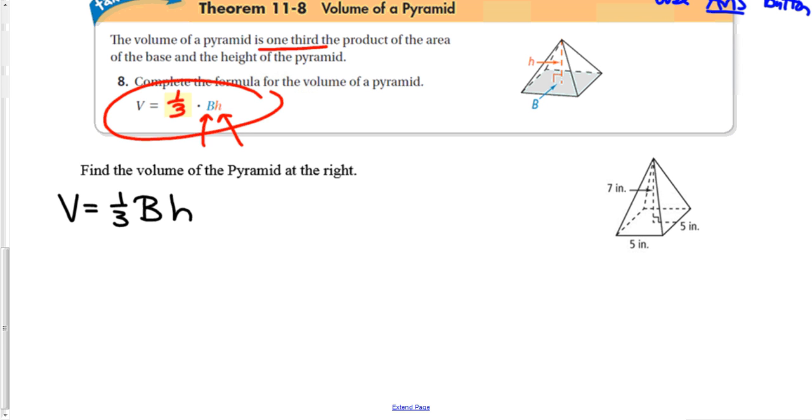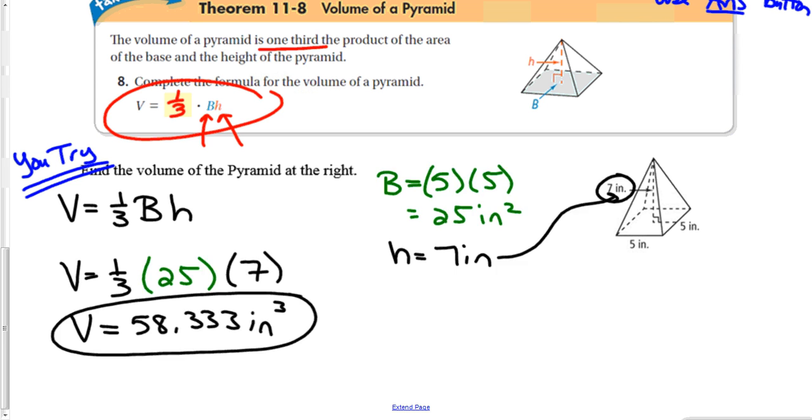So what I would like for you to do right now, I want you to try and do this one. So please pause the video here. For volume, I got 58.333 inches cubed. If you need to pause the video to take a look at that question, please pause the video now. I'm moving on to the next page.